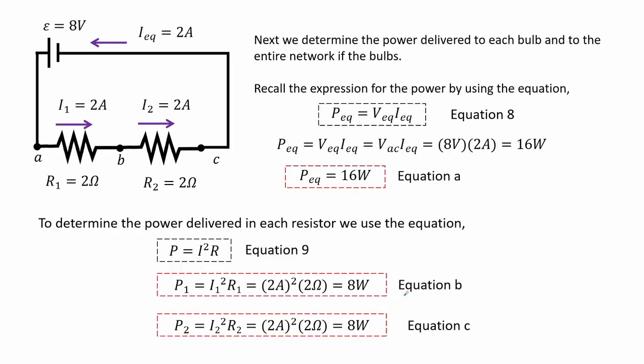Next we determine the power delivered to each bulb and to the entire network of the bulbs. Recall the expression for the power by using equation 8. We see that the equivalent power is 16 watts as shown in equation A. To determine the power delivered in each resistor, we use equation 9. We see that the power on resistor 1 and 2 are the same and they are 8 watts as shown in equation B and C.